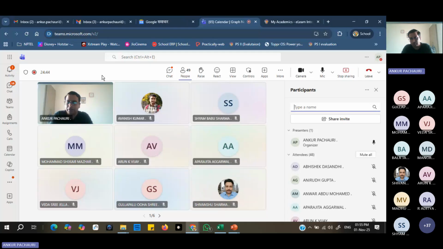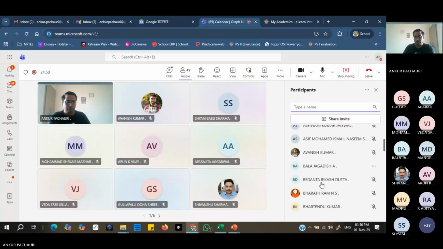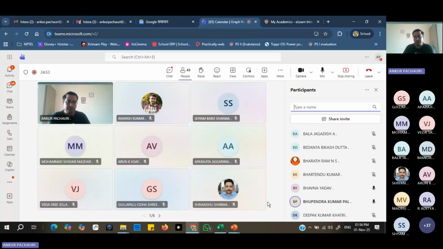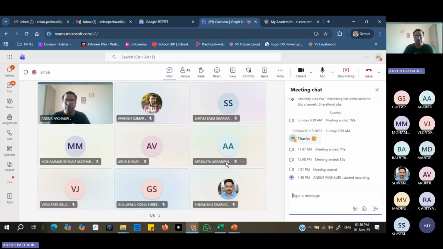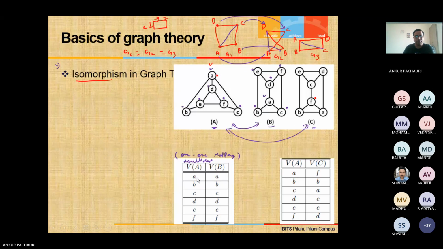Yeah, Arun, okay, and any query to be resolved? So by looking into the... how was A equal to C? This I'll explain to you. A was not equal to C, A was equivalent to F.